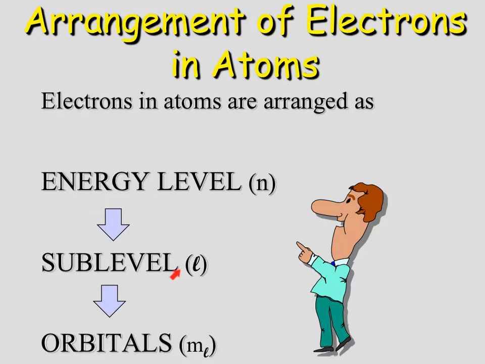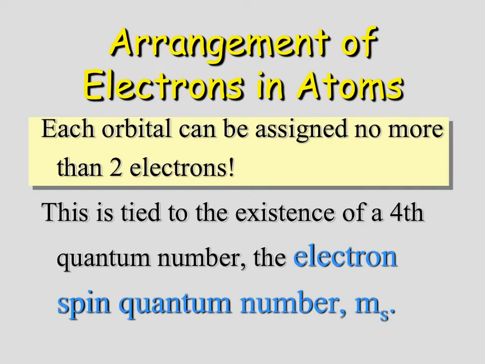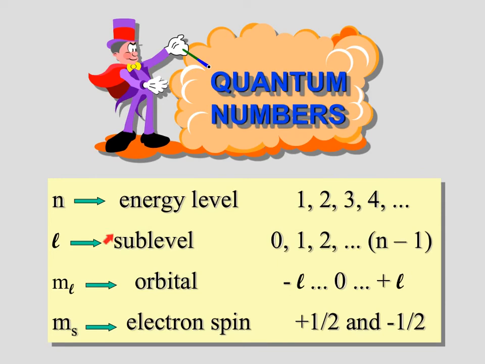Then we have our sublevels, which were our s, p, d, f sublevels. Then we had our orbitals. So again, we found our number of orbitals by going from negative l to 0 to positive l, and that corresponded to the number of orbitals those electrons could occupy. And our fourth quantum number was the spin. Each orbital can hold 2 electrons, and one will be a positive spin and one will be a negative spin. So we have our 4 quantum numbers here: n, energy level; l, sublevel, again that's our s, p, d, f; m sub l, our number of orbitals; and then m sub s, our spin.